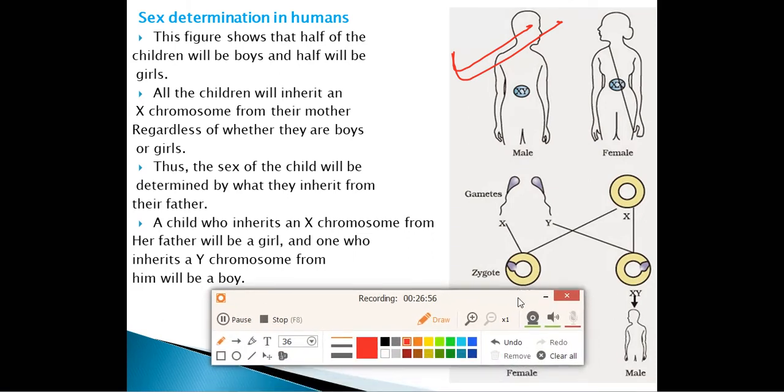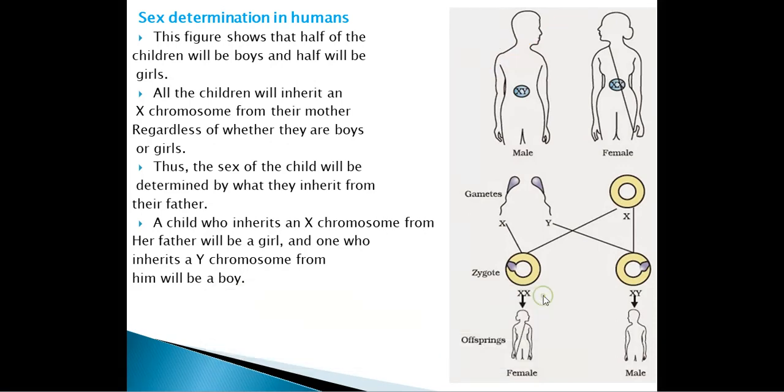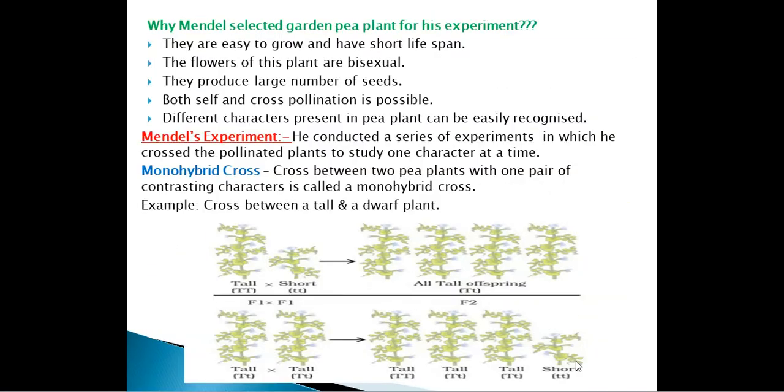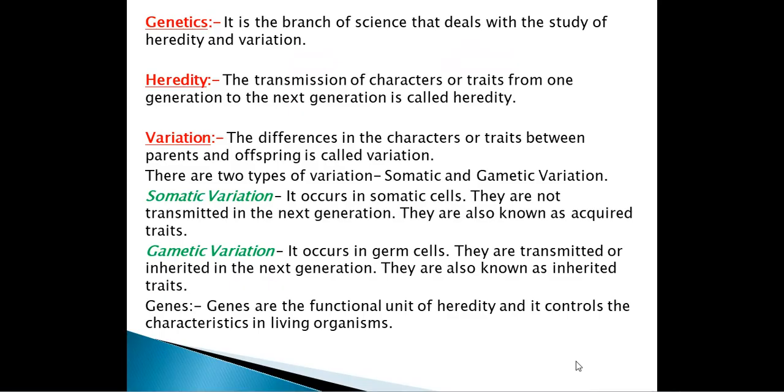So in 26 or 27 minutes we have completed the full chapter, correct? I hope you all have understood this. So let's give a short recap of what we have read in this lesson. First of all, we have read about genetics. It is a branch of science which deals with the study of heredity and variation.